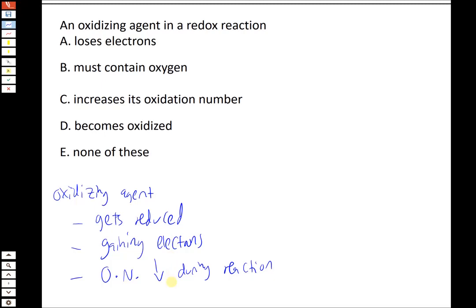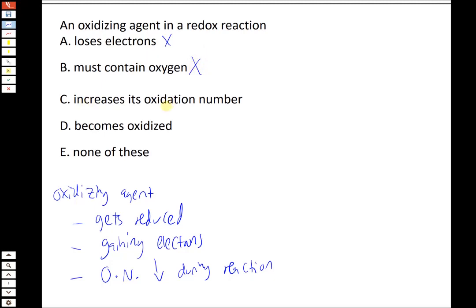So here we have four choices and none of these. An oxidizing agent in a redox reaction loses electrons. Well, no, the oxidizing agent gains electrons because it's getting reduced. That one's wrong. Must contain oxygen. A lot of oxidizing agents contain oxygen, but they don't have to. Anything that gets reduced during a reaction can be an oxidizing agent. It doesn't have to have oxygen in it, so that one is false.